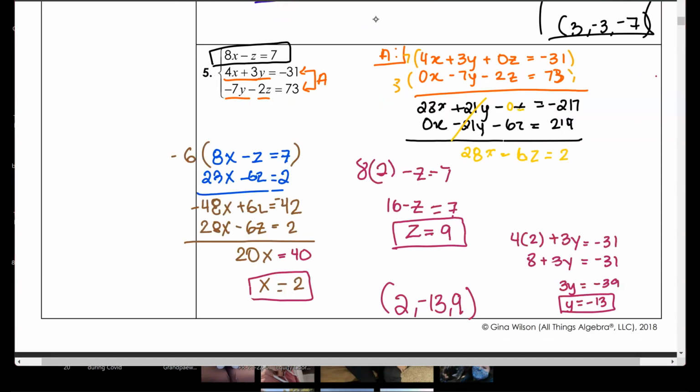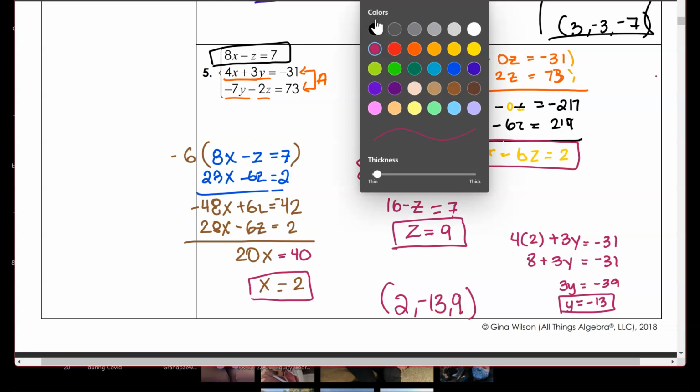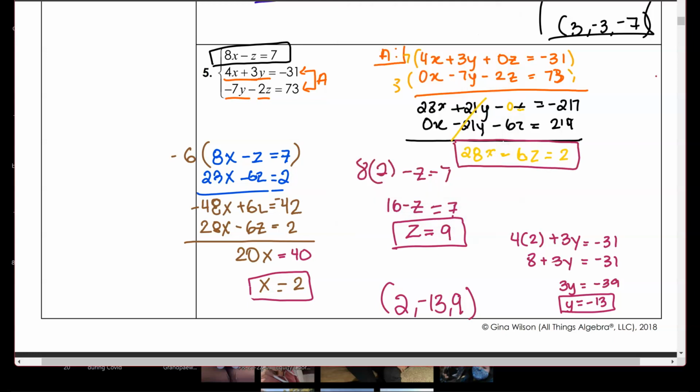Alright class, sorry about that. It seems like my stylus was having a hard time. But once we got this equation here, what we're going to do is find the next one. So I have 28x minus 6z equals 2, so I need to get rid of the z's and the x.